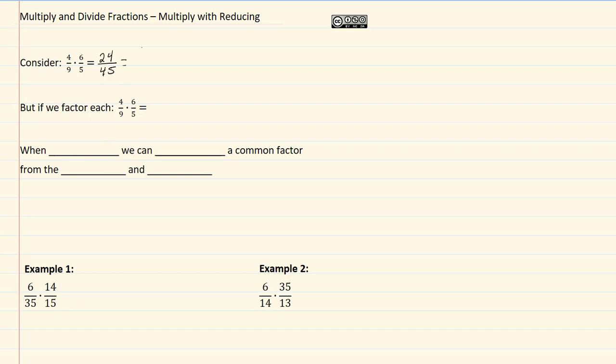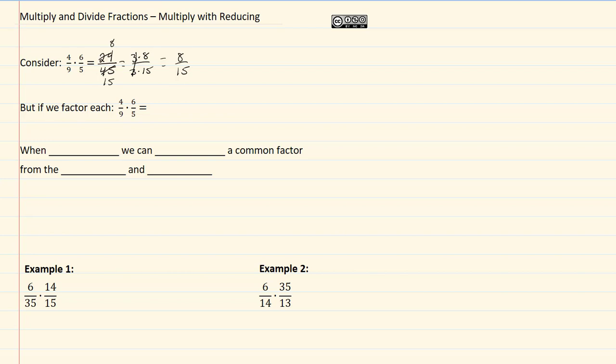They both can be divided by 3, so we can think of this as being 3 times 8 and 3 times 15, have a common factor of 3, and we would get 8/15. Or we could think of this as 24 is divisible by 3, and that would leave us with 8, and 45 is divisible by 3, leaving us with 15. Another way of doing the same problem.